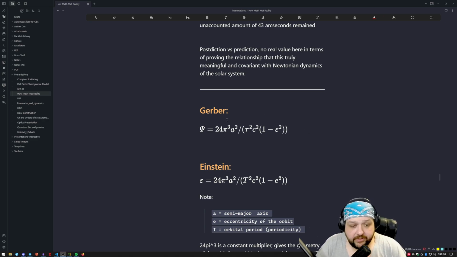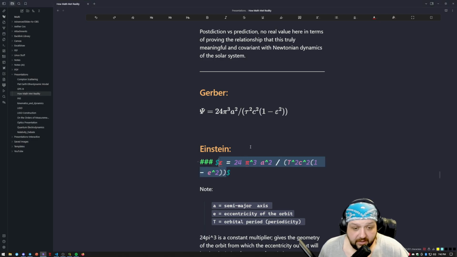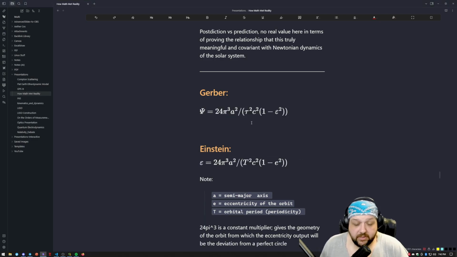So Gerber comes in with his equation here, and we look at it. We see psi equals 24 pi cubed times alpha cubed squared over tau squared times c squared times one minus epsilon squared. So what they're doing there is that the only thing that really matters is T, right? T is going to be the periodicity of the event for Einstein, and then the tau for Gerber is going to be how he's locking the gravitational propagation rate to the speed of light. So he's making them the same.